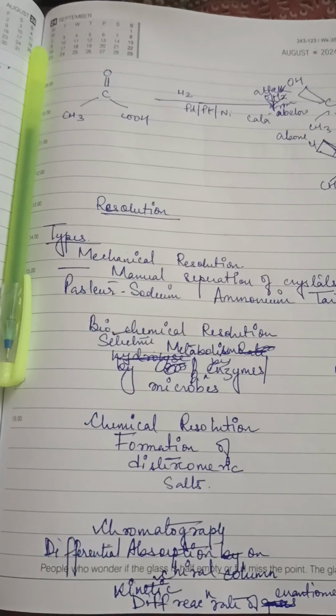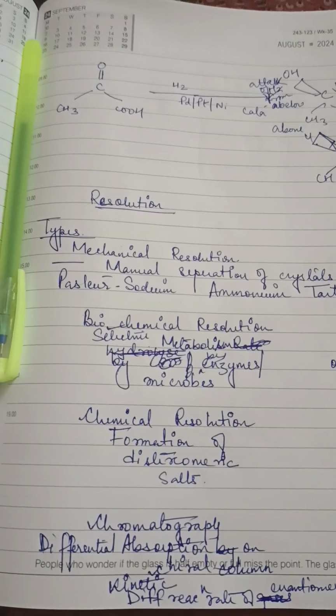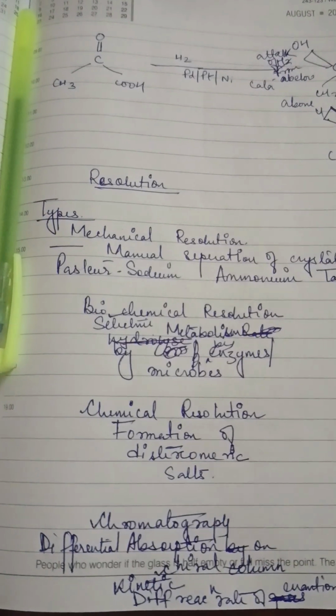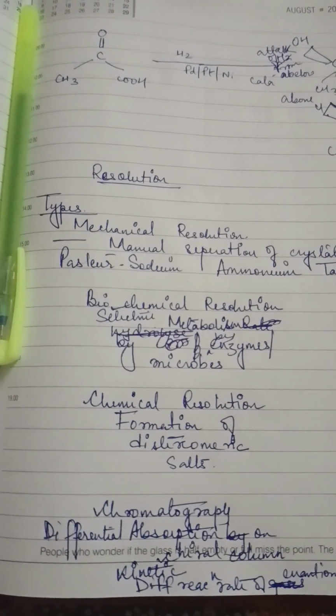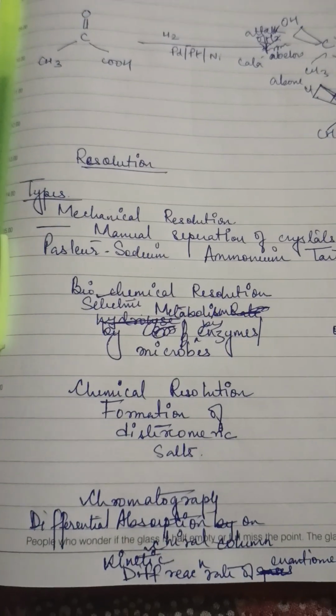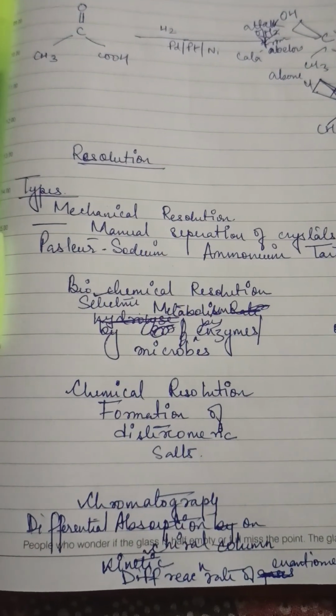Now in the next class we are going to do only two topics, resolution of acids and resolution of bases, and we will complete the chapter with erythro and threo, a short note on erythro and threo, then your stereochemistry is complete. Okay.